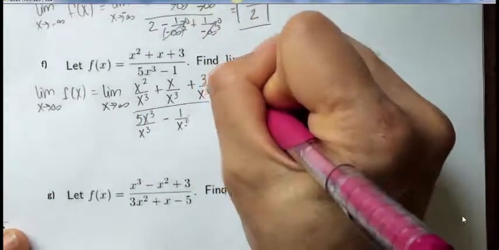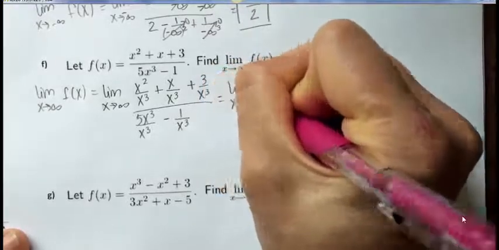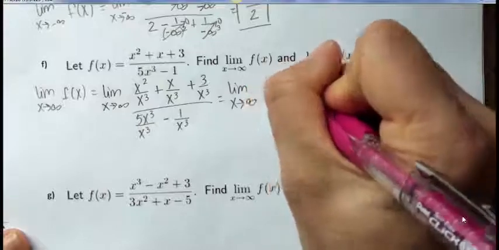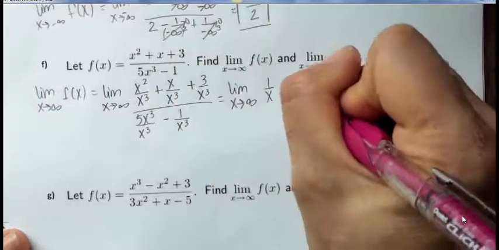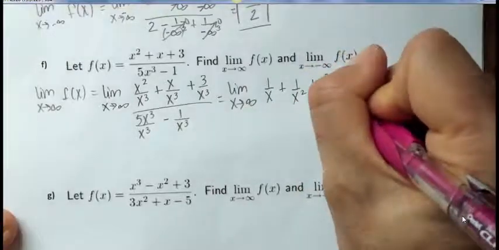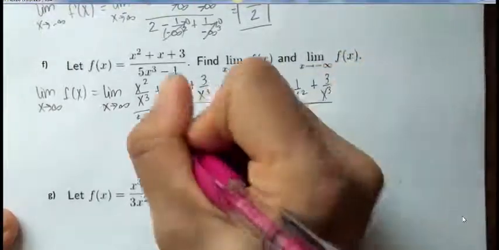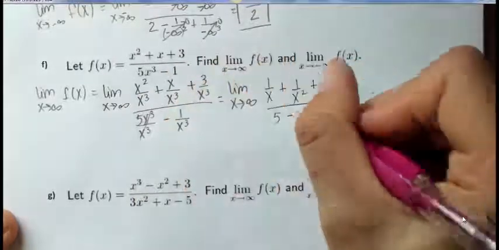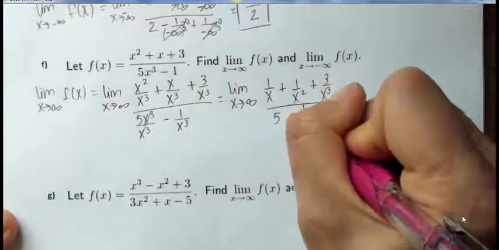Simplifying, this becomes 1 over x. This becomes 1 over x squared. This becomes 3, we'll just leave that as 3 over x cubed. Can't simplify it. This basically just becomes 5 minus 1 over x cubed.